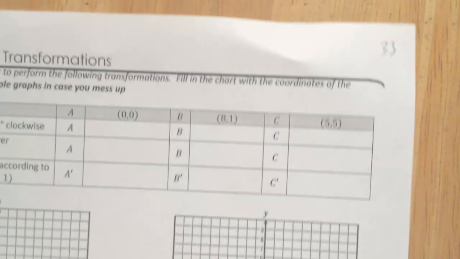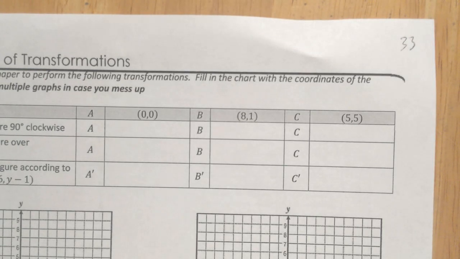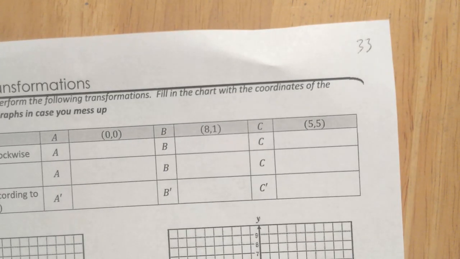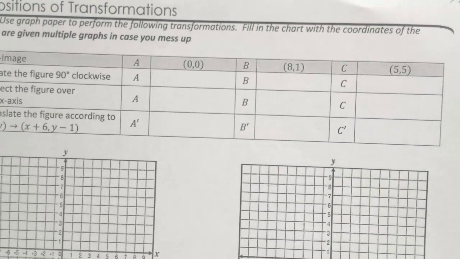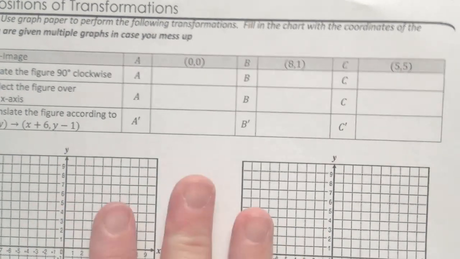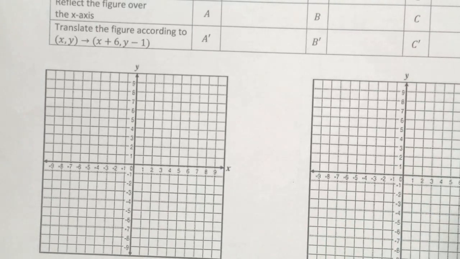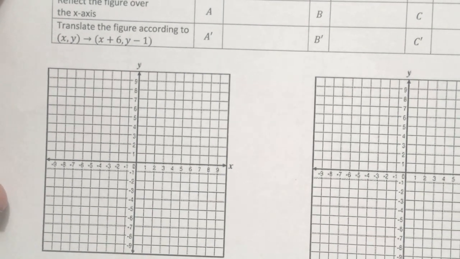Okay, so now we're on page 33. Trying to remember which ones I wanted to do. Believe it was 1. Yeah, I want to do 1 and 3 for you. Okay, so the first thing we have to do is actually take the time and draw the picture. So we're on page 33, number 1. So let's take the time and draw the picture.